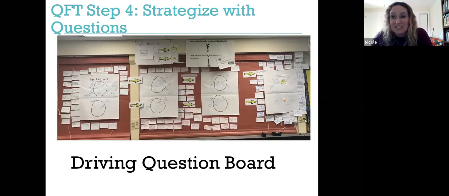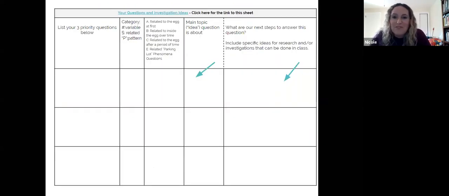Or really, they just did it themselves. I just had them take turns. And now we're ready to move on to our last 2 columns. So at this point, we have our questions created, we have them categorized, we have them prioritized, and I have them sit down by themselves with their notebook, or they can work with a partner, and they go through their questions and they decide what's the main topic of their question.